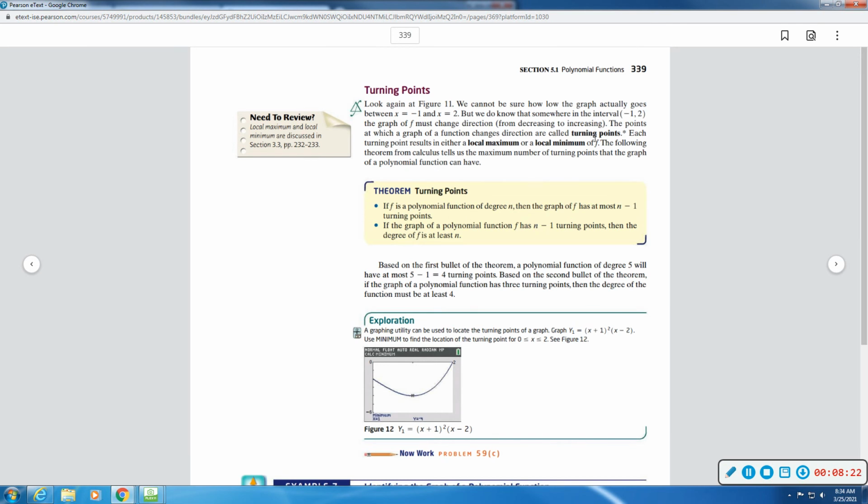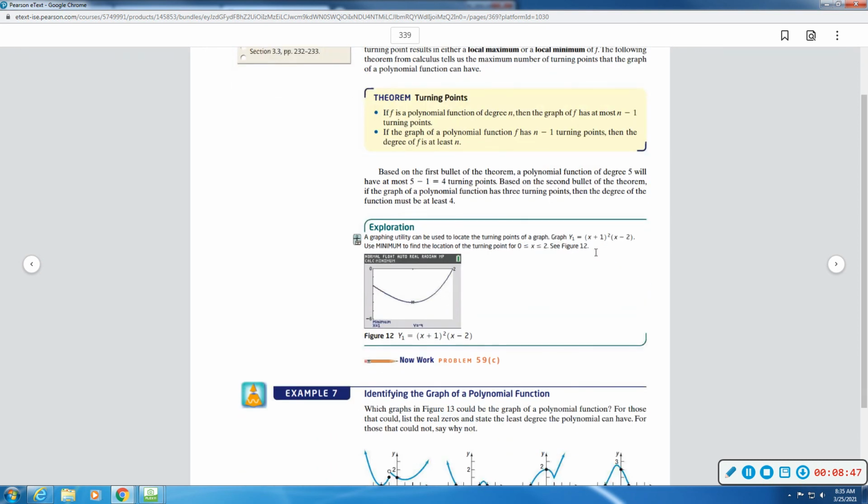And then we talk about turning points here. The maximum number of turning points any polynomial will have will be equal to the degree minus 1. So n minus 1. And that is the most. That's not saying how many turning points it will have. It simply means at most. So if we have a degree 5 polynomial, they show you 5 minus 1 will be 4. So at most, it will have 4 turning points.